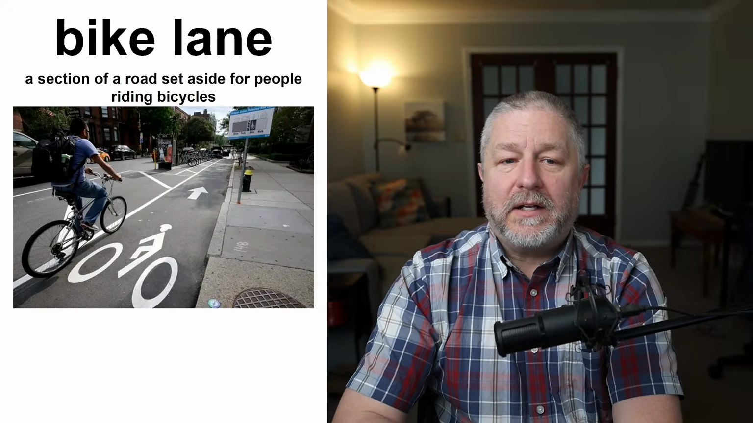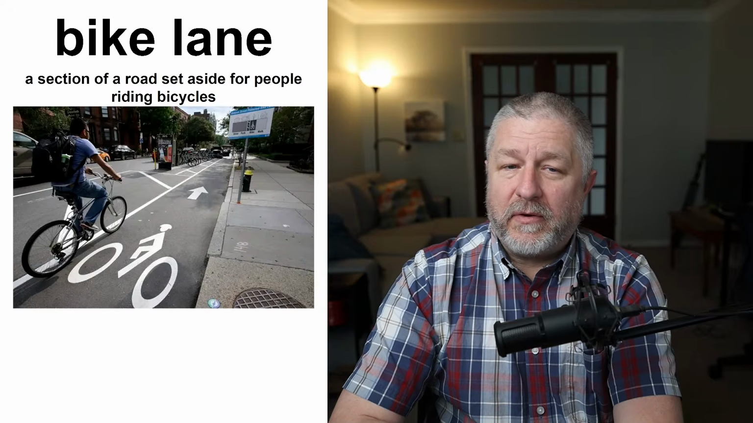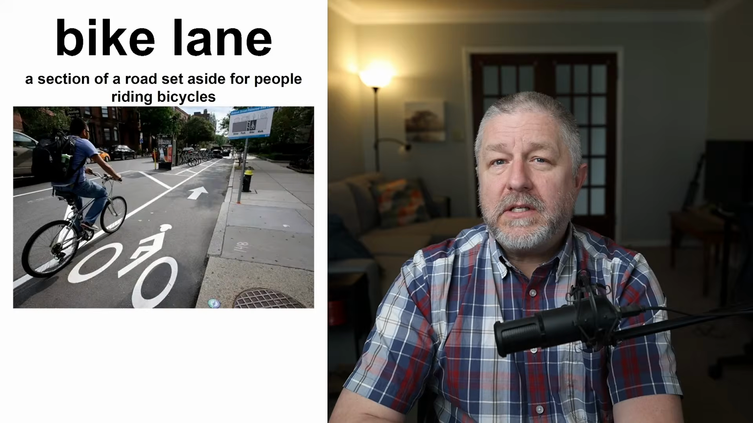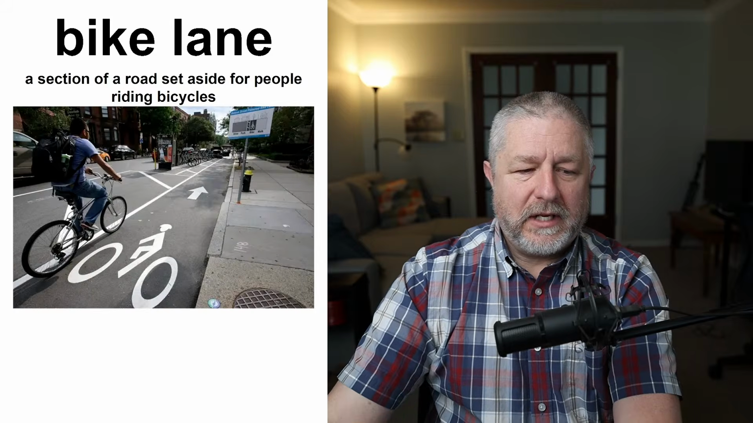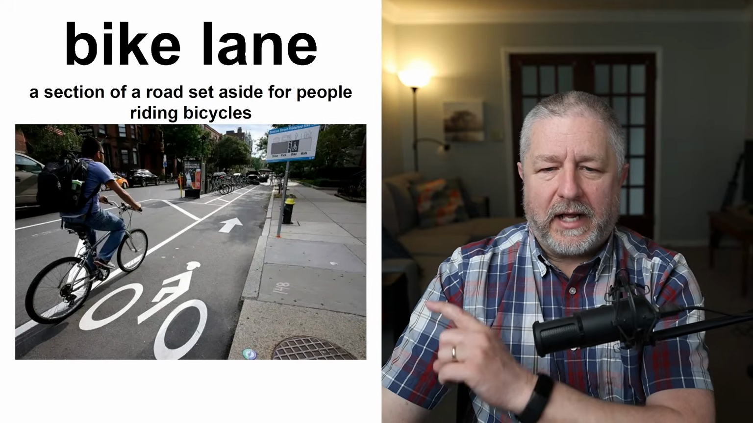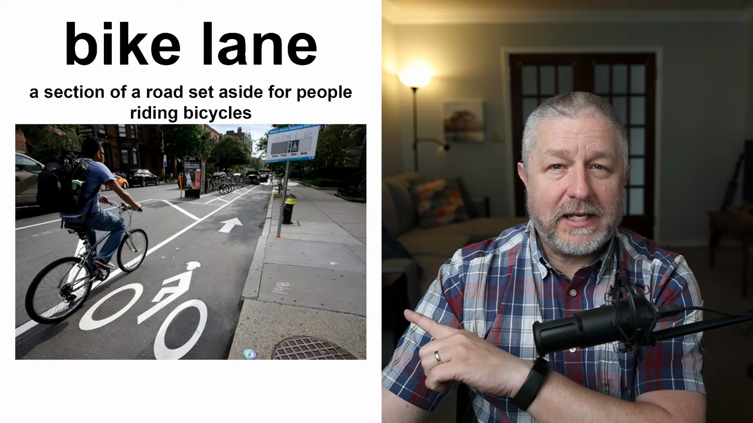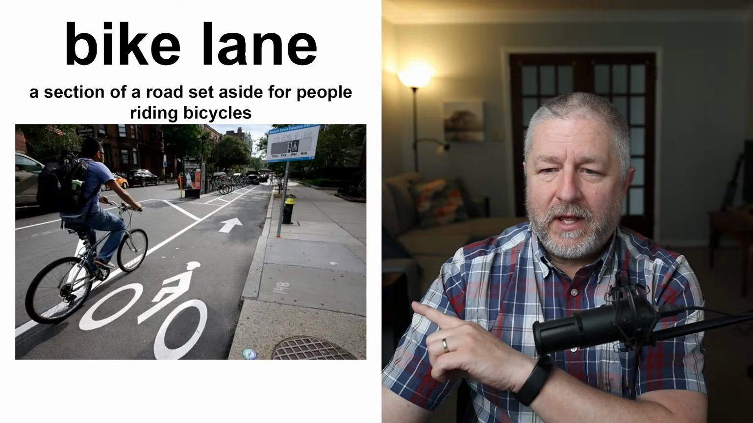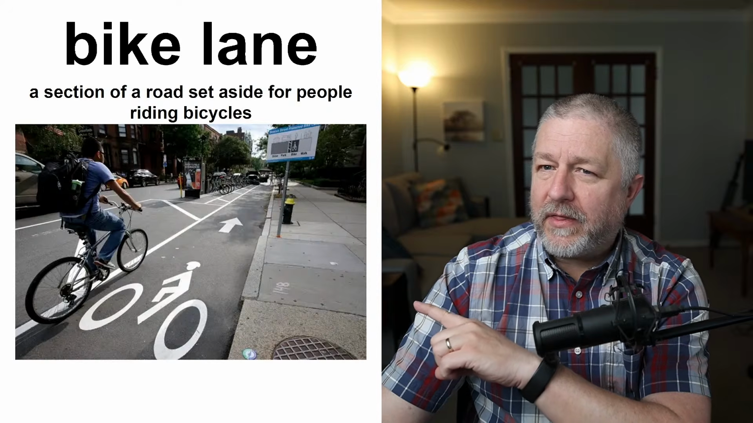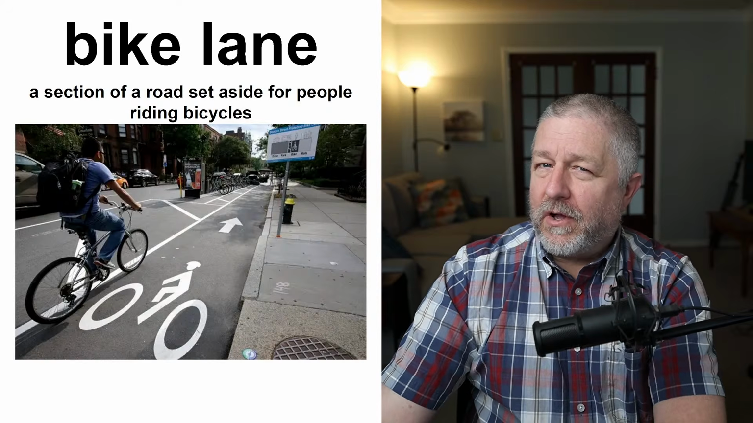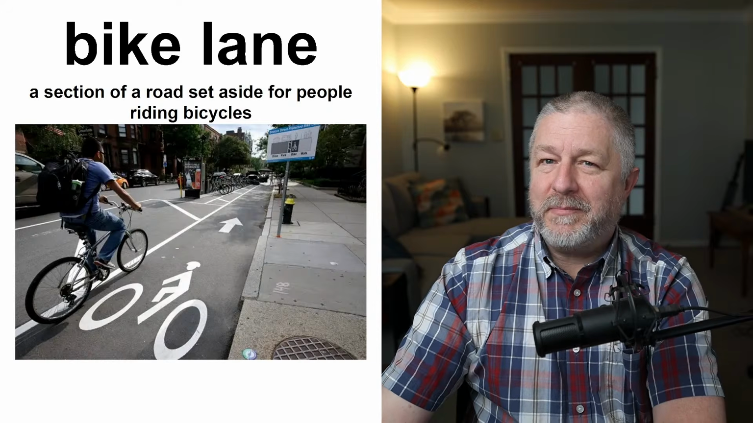Bike lane, a section of a road set aside for people riding bicycles. These are becoming more popular in cities in Canada, and they're usually marked with paint, white paint, indicating that it is a bike lane. I'm just trying to think. I don't call it a bicycle lane. It's always a bike lane.